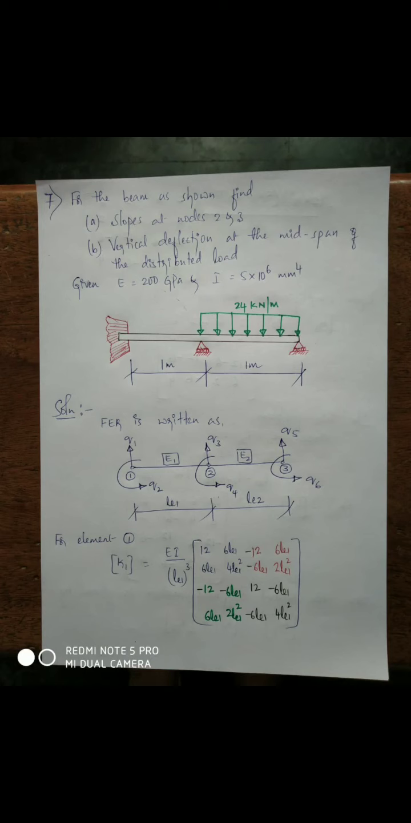Now, as per FER, for element E1, the individual element stiffness matrix is as shown in the sheet. K1 equals EI by LE1 cube, 12, 6 LE1, minus 12, 6 LE1 in the first row, with numbers written in blue color; 6 LE1, 4 LE1 square, minus 6 LE1, 2 LE1 square in black color; then rows in red color and green color.